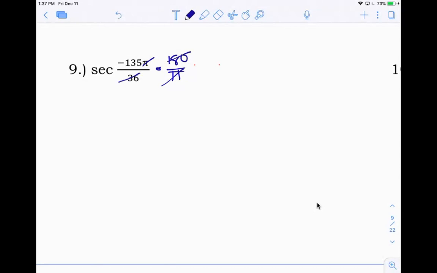I see maybe 6, 30. Just kidding. We can do 5 and 1. What's negative 135 times 5? This is the same thing as secant of negative 675 degrees. All right. There's the first thing you can run into. It's a radians you don't know. You convert it. Second thing you run into, it's over 360 and it's going backwards. But I can fix both of those problems at the same time.